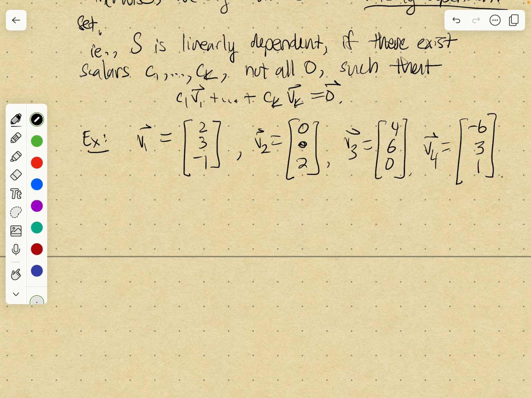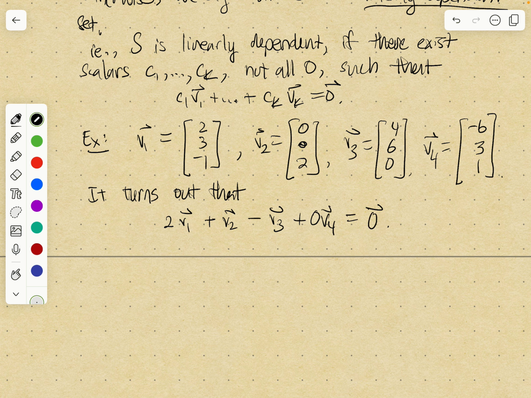Now it turns out that 2 V1 plus V2 minus V3 plus 0 V4 is the 0 vector. Okay. So what does that tell you about this set of vectors? So the set V1 through V4 is linearly what? What goes in the blank?